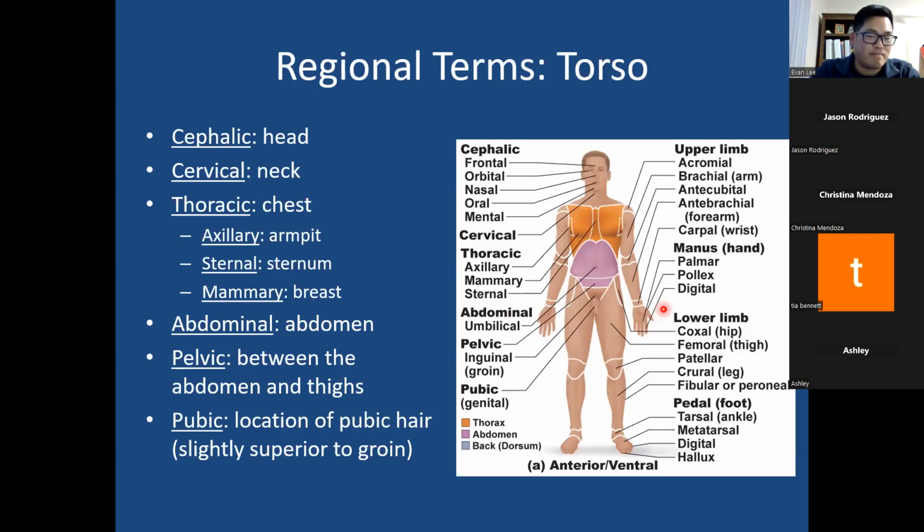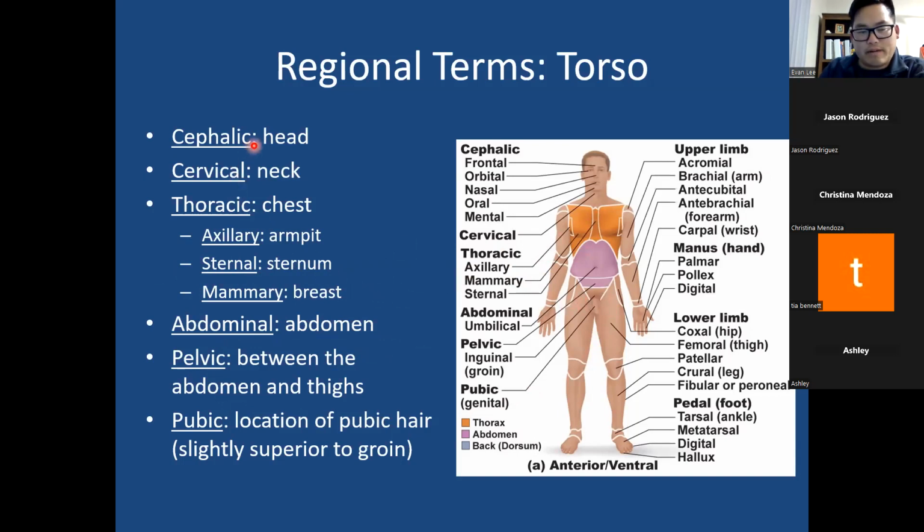And just to be clear, some of these ones that you may not have heard of, we actually can use for describing different parts of the body. So just to give you some examples, looking at the torso here, we have cephalic for the head. We have cervical for the neck, thoracic for the chest. And then we've got some that you may not have been super familiar with, but axillary for the armpit, sternal for the sternum in the middle of the chest, mammary for the breast, abdominal for the abdomen, pelvic for the pelvis, and then pubic for the groin region between the thighs at the bottom of the pelvis.